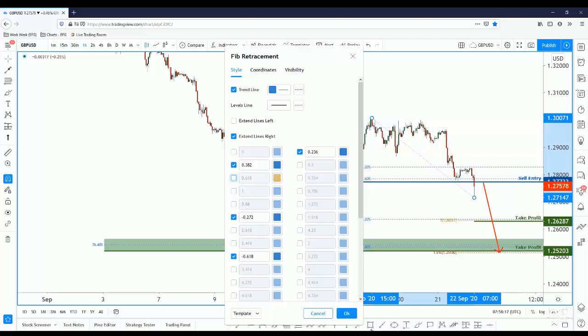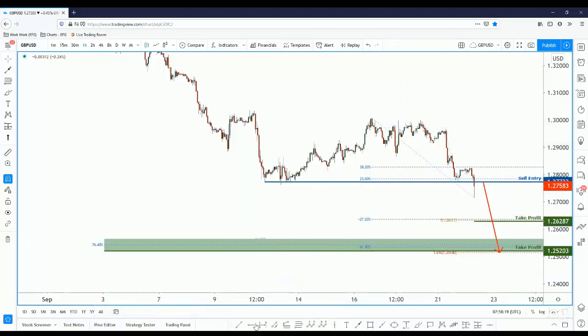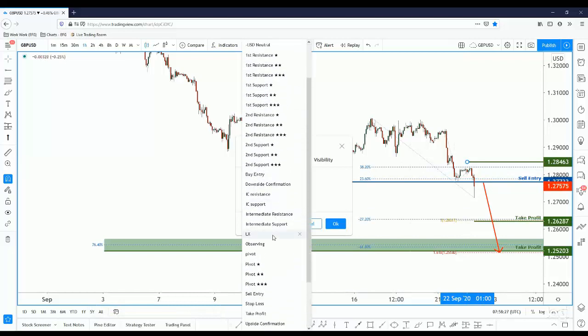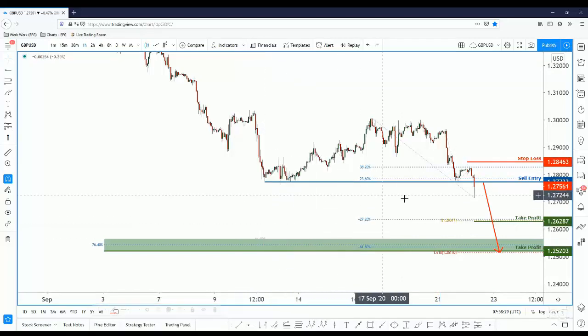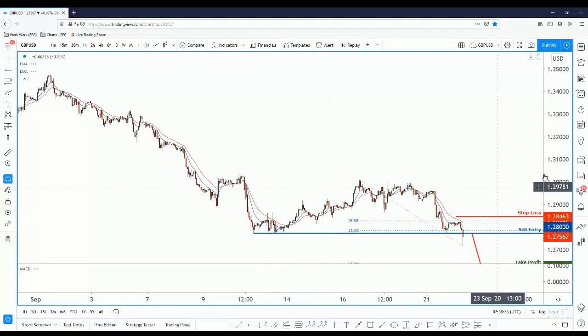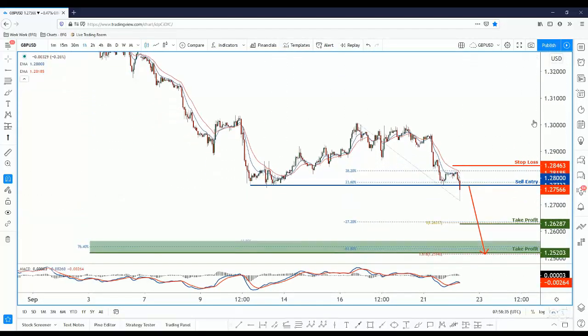And this is the chart that we have. Alright, so my stop loss will just be slightly above this level here, so it gives the trade a bit of room to breathe. Stop loss. Alright, and if I want, I can also include a momentum indicator.